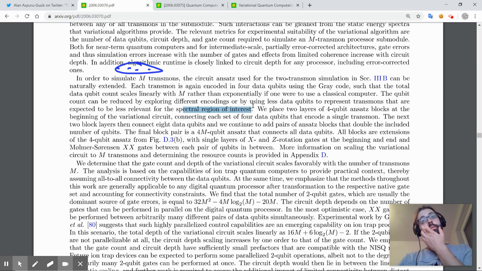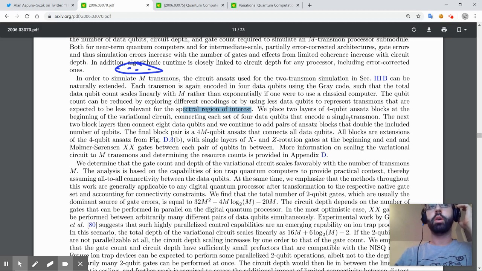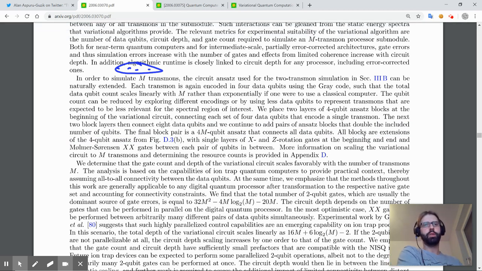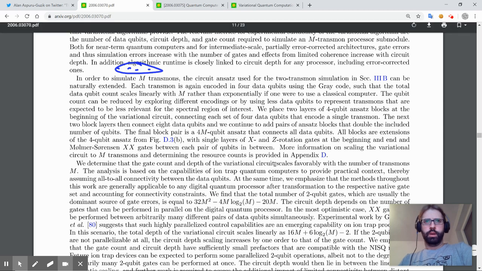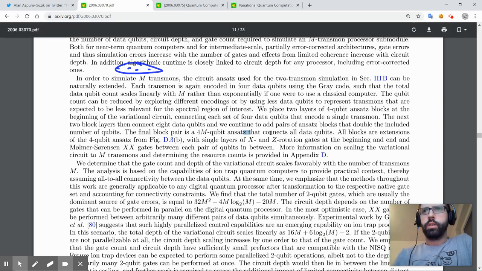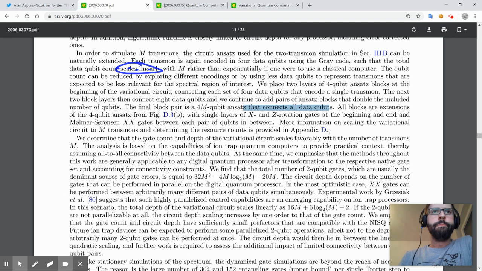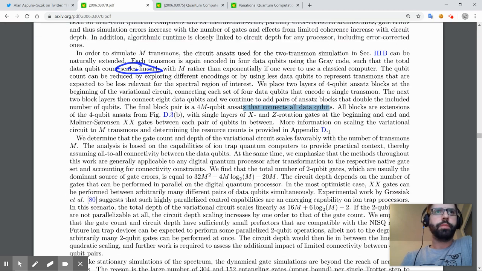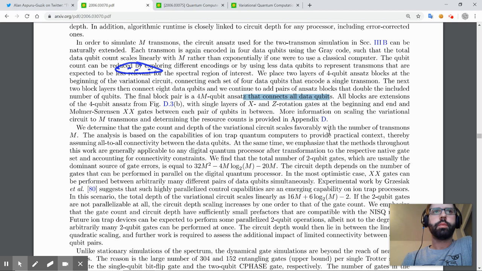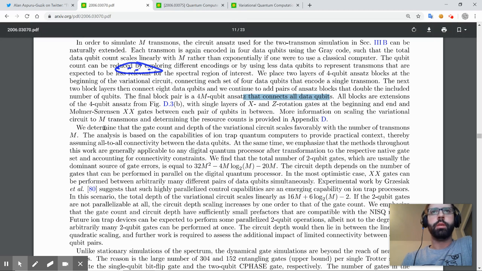We place 2 layers of 4-qubit ansatz blocks at the beginning of the variational circuit, connecting each set of 4 data qubits that encode a single transmon. The next 2 block layers then connect 8 data qubits and continue to add pairs of ansatz blocks that double the included number of qubits. The final block pair is a 4 times M qubit ansatz that connects all the qubits. Okay, we'll go to the figures in a second. We determine that the gate count and depth of the variational circuit scales favorably with the number of transmons.